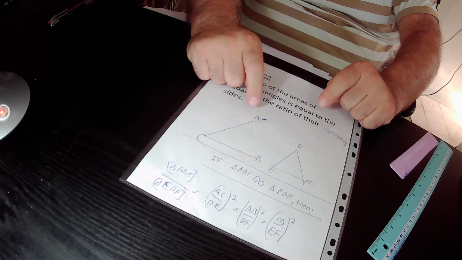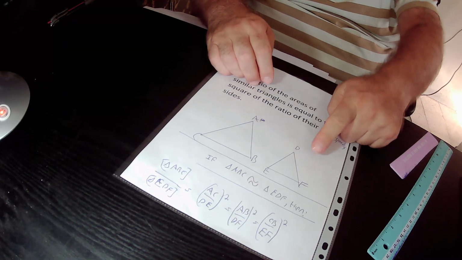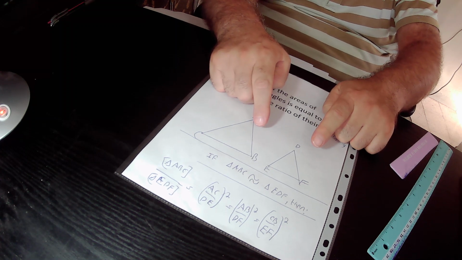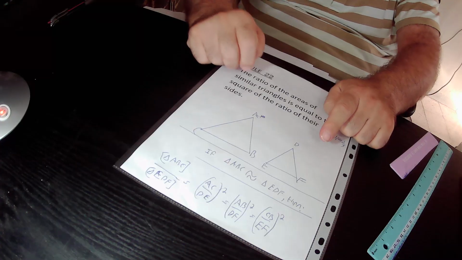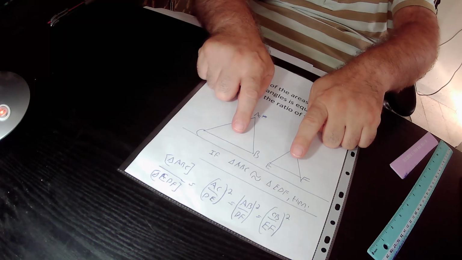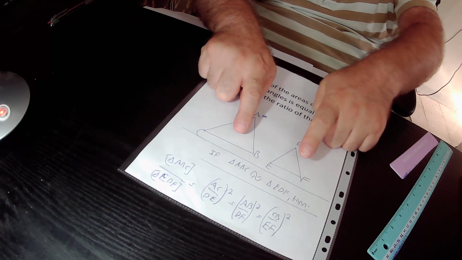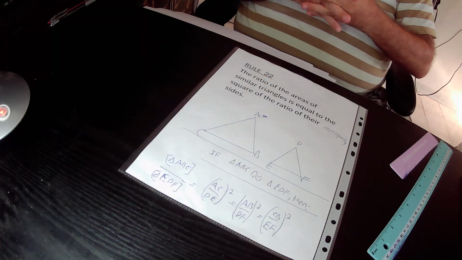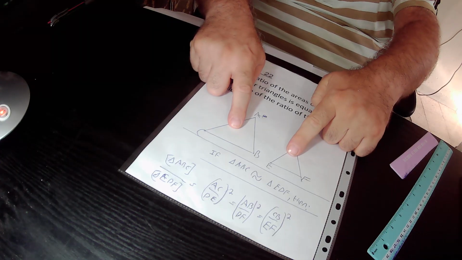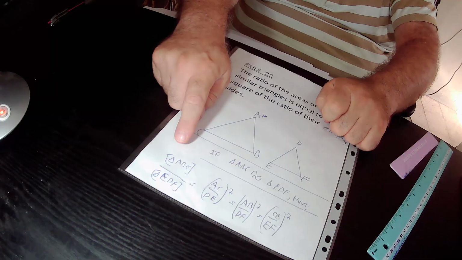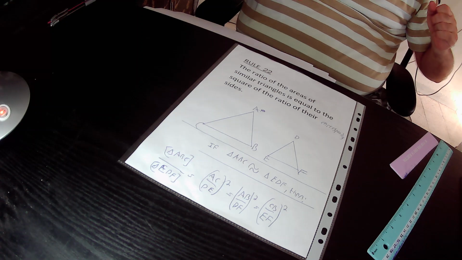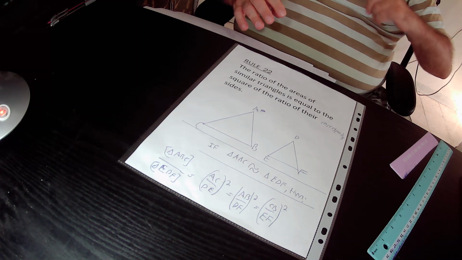Likewise, side AB is the corresponding side of side DF. So the square of the ratio of those two corresponding sides is AB over DF squared. And finally, side CB is the corresponding side of side EF. So the square of the ratio of those two corresponding sides is CB over EF squared. Okay? So the ratio between the areas of those two triangles, the area of triangle ABC over the area of triangle DEF, is equal to the square of the ratio of their corresponding sides. So we can implement rule 22 in our drawing.